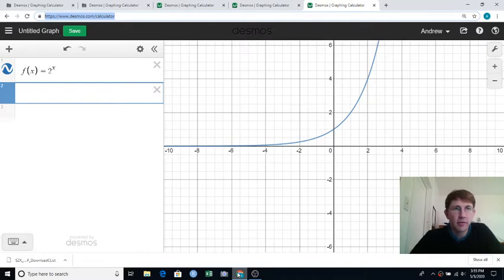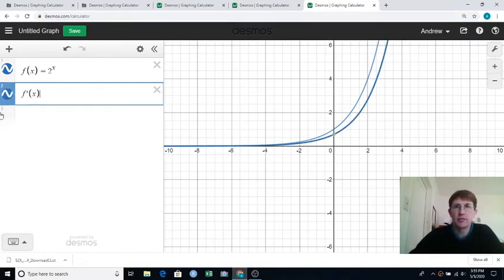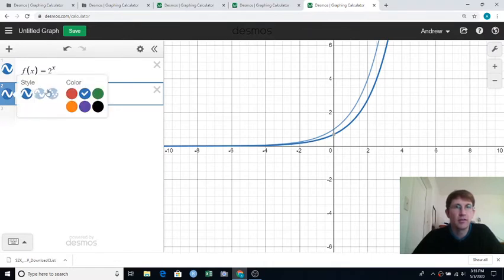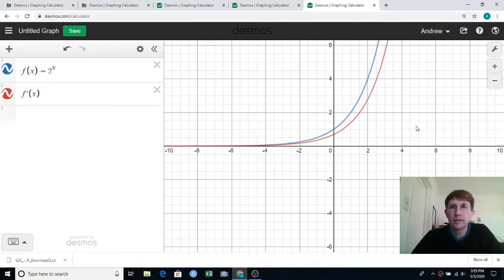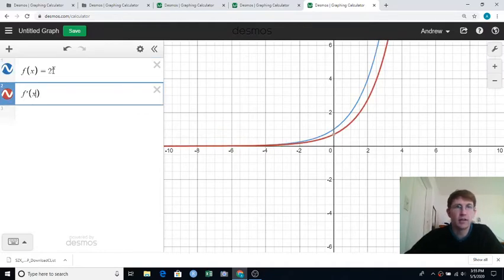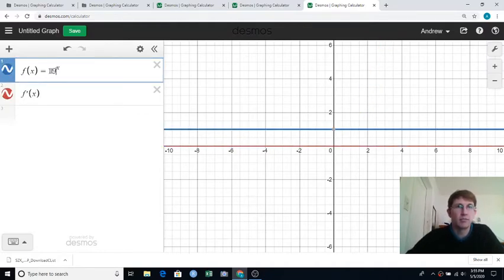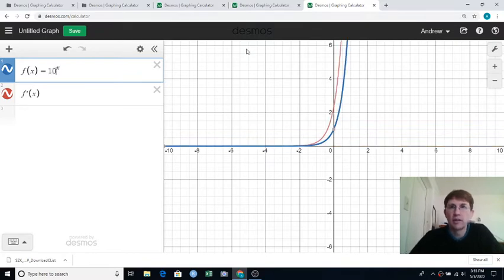All right, welcome back from trying it on your own in Desmos, and let's see what I come up with here. So if we do f prime, and I'll turn that to red, we end up with f prime for 2 to the x is the same basic shape as 2 to the x, but a little lower. And if I tried 10 here, then f prime is larger than 10 to the x. So what number would give us derivatives that are the same between the two?